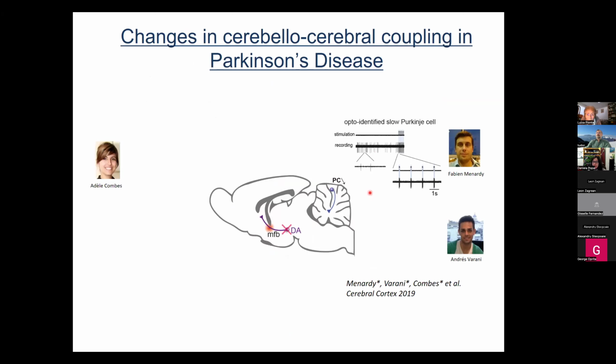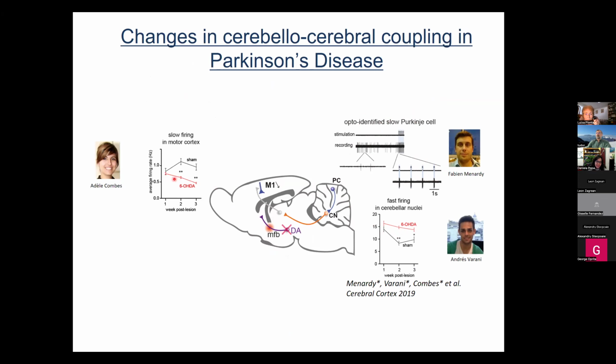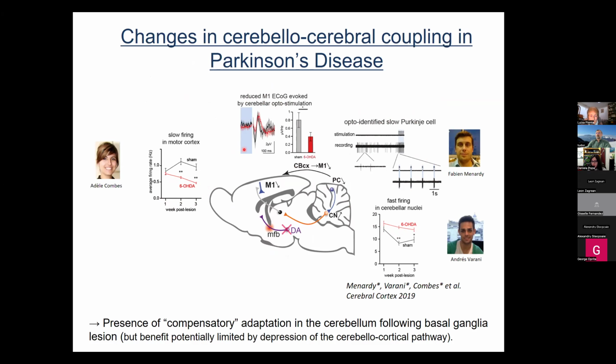So overall, in this story, we show that we have a decreased firing rate in the Purkinje cells in our animal model of Parkinson's disease, but a fast firing in the cerebellar nuclei. But this was not enough to potentiate the activity in the motor cortex, where we can see decreased activity over weeks. And we also see a reduced cortical response evoked by cerebellar stimulation. So we saw compensatory adaptation in the cerebellum following basal ganglia lesion, but the benefit is potentially limited by the depression of the cerebellocortical pathway.